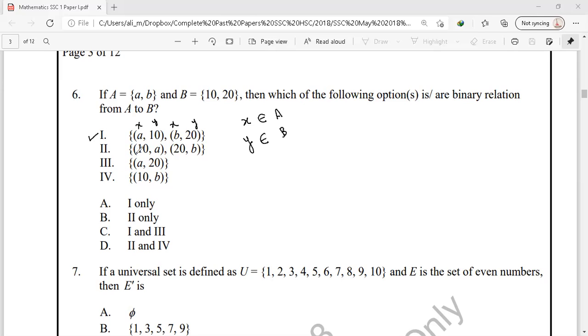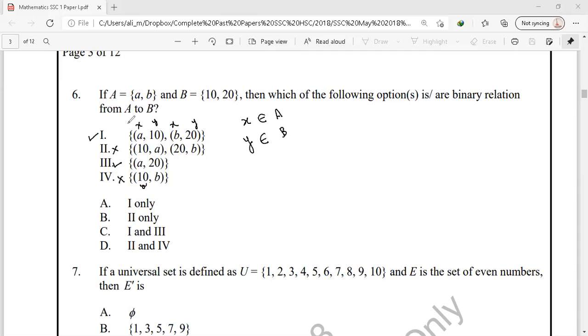Similarly, in option 2, 10 and 20 are the values of x that are not present in set A. This means this cannot be our binary relation. In the third one, A is present in set A and this 20 is present in set B. It means this can be a binary relation. Similarly, 10 comma B, 10 does not appear in set A. So this is the incorrect answer.